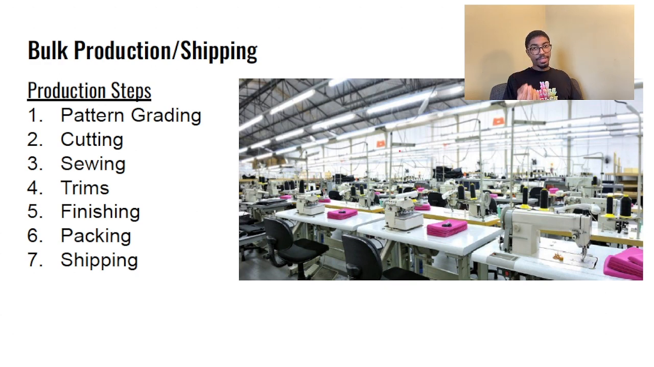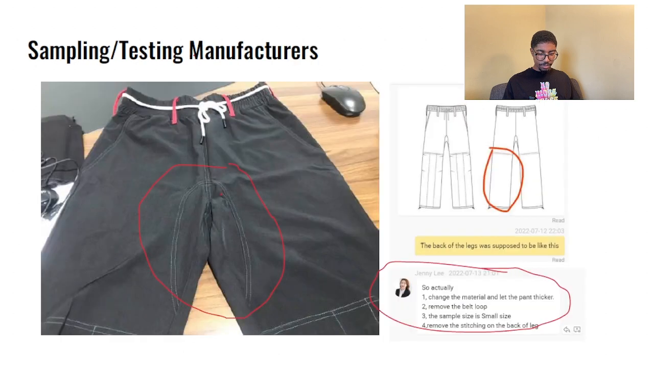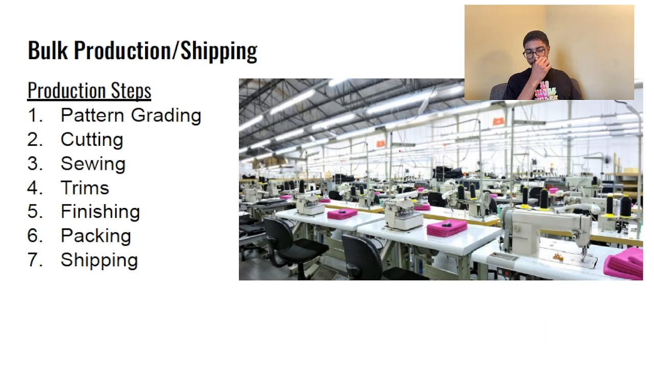So after you have that near perfect sample or the sample that you approve, we're going to move into bulk production and shipping. Now, what happens here? Step 1 is pattern grading. So let's back it up. You remember over here where I said we make a pattern for the sample. Well, we didn't make a pattern. We made the measurements. And then they made a pattern based on the measurements we gave.